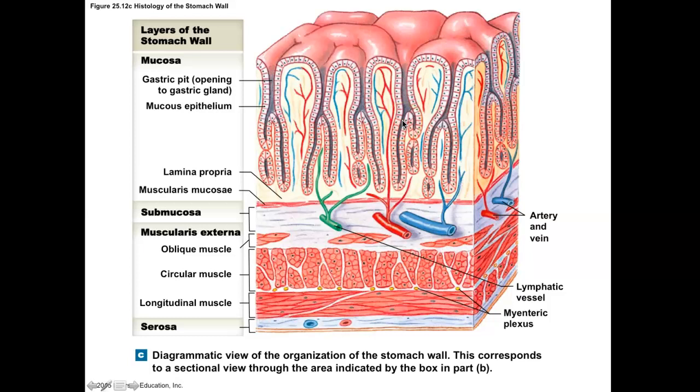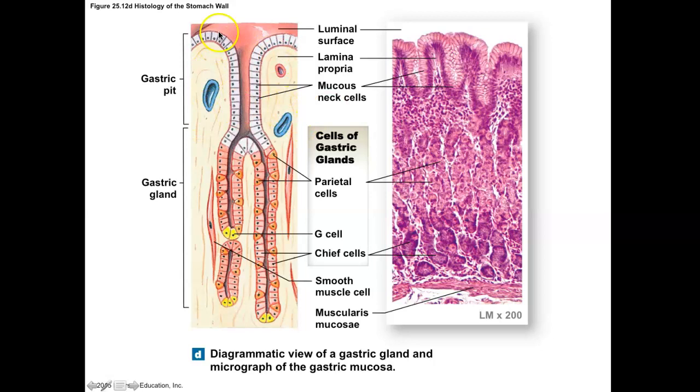So the difference between a pit and a gland, let me see if I have another picture here, yeah. The difference between a pit and a gland is that the pit is just undifferentiated cells. They're just lining cells. They don't really do anything. They form the pit.